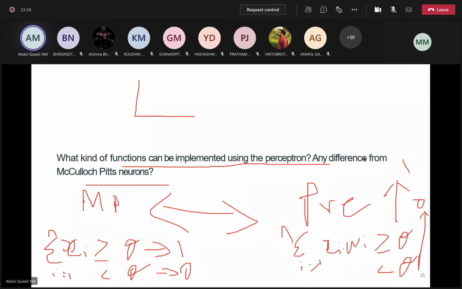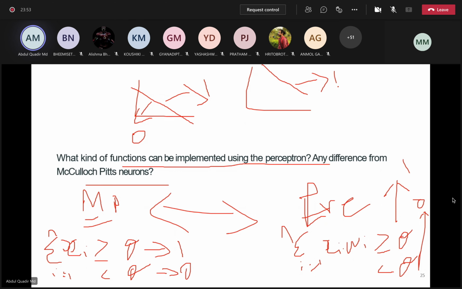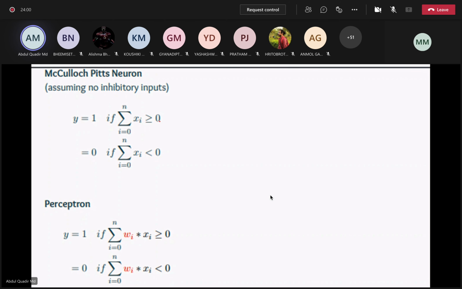Now, can we say that for both MP neuron and perceptron there exists a linearity? If it is beyond this decision boundary, it is classified as 1. Beyond the decision boundary on the other side, it is classified as 0. I'm talking about MP neurons, for tautology, something like this happened. So this is the difference: summation of i equal to 1 to n, if it is greater than 0, it fires 1. Consider the threshold in this case is 0. And if it is less than 0, it fires 0.